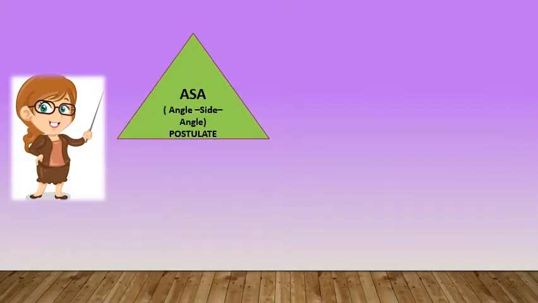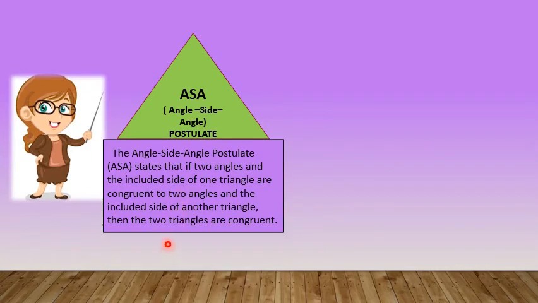Now let's go on to another one. ASA, or angle side angle. ASA. So there are two congruent angles and then one side. Let's see the meaning. The angle side angle postulate states that if two angles and the included side of one triangle are congruent to the two angles and the included side of another triangle, then the two triangles are congruent. The key note is there are two angles congruent and one side.